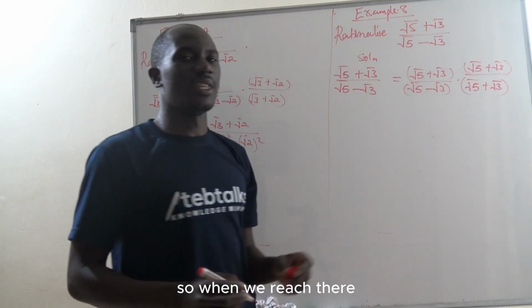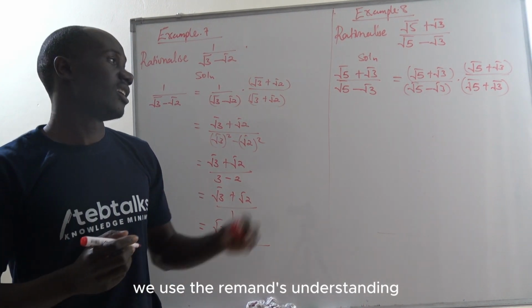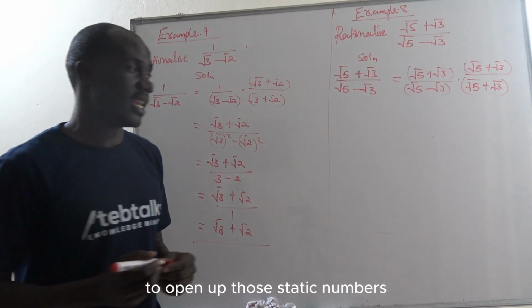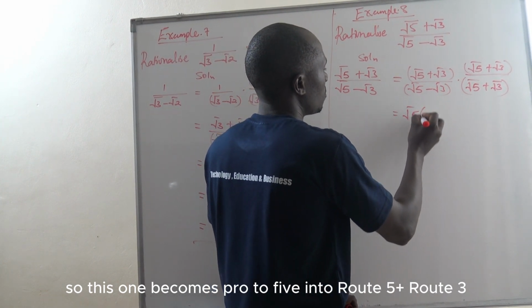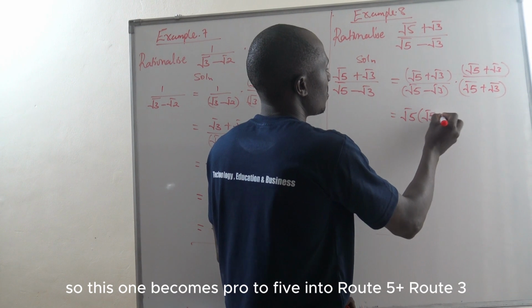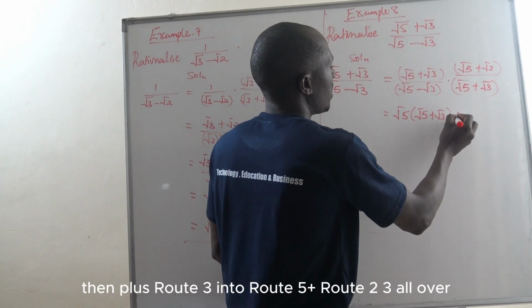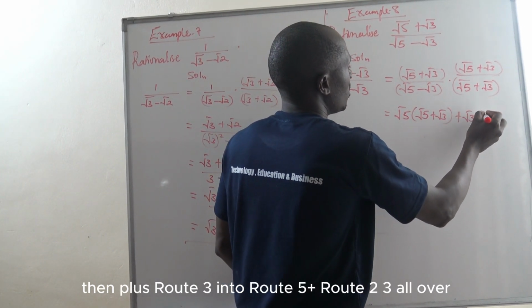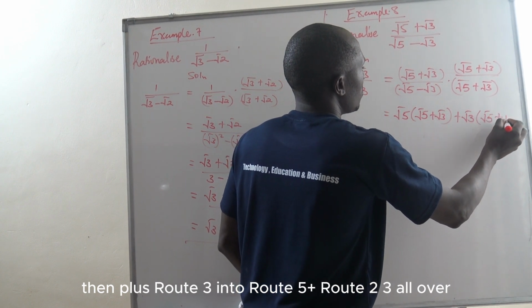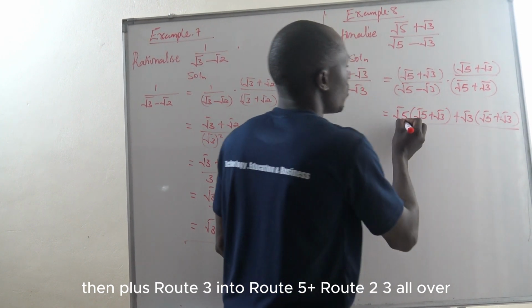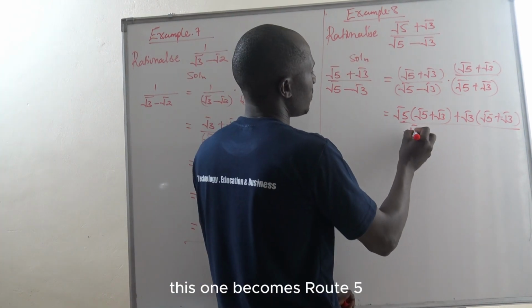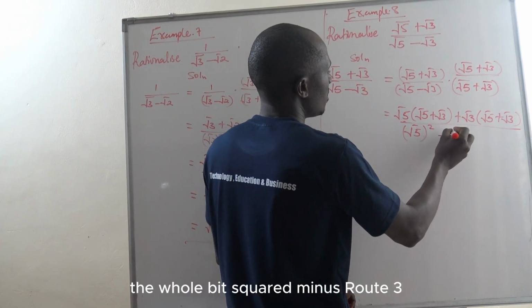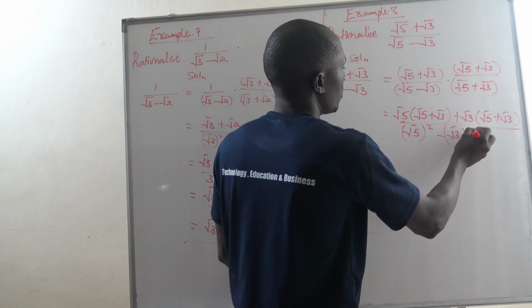So when we reach there, we use the layman's understanding to open up those surd numbers. So this one becomes root 5 into root 5 plus root 3, then plus root 3 into root 5 plus root 3, all over. This one is the difference of two squares, as we have already seen it. This one becomes root 5 the whole of it squared minus root 3 the whole of it squared.